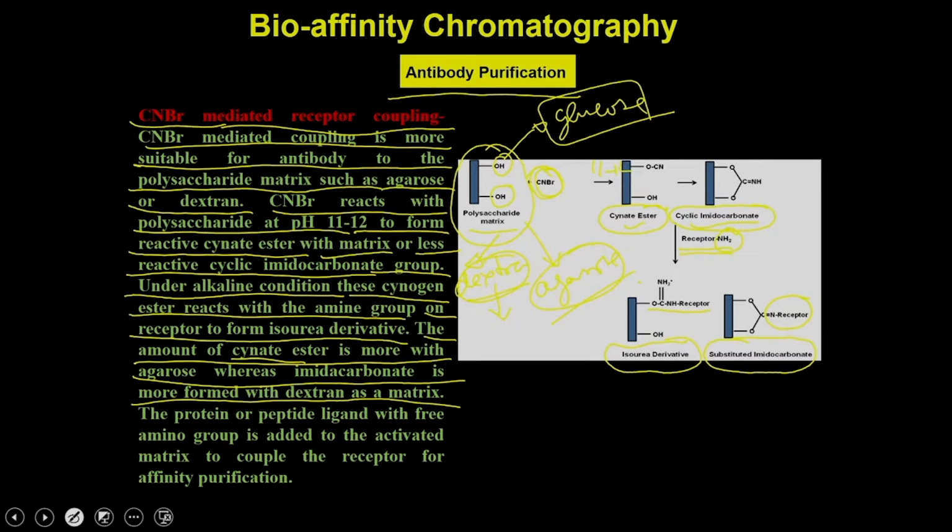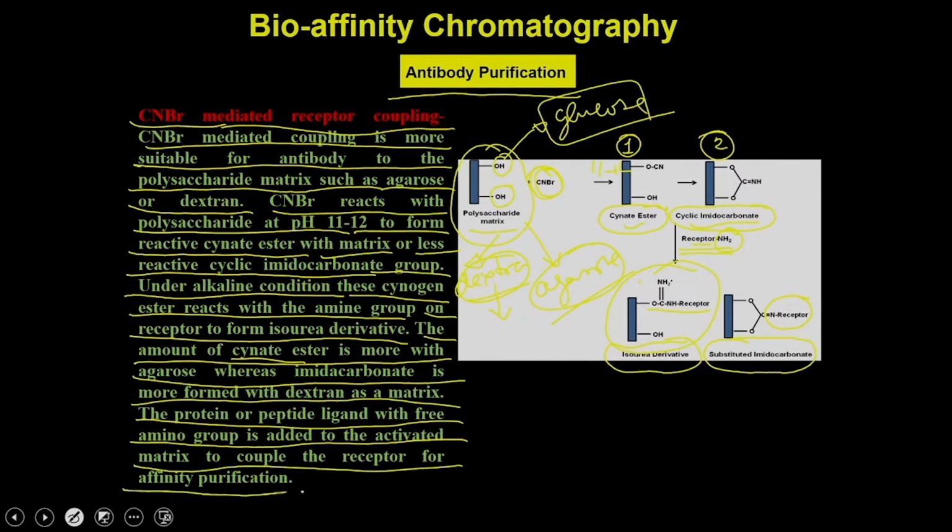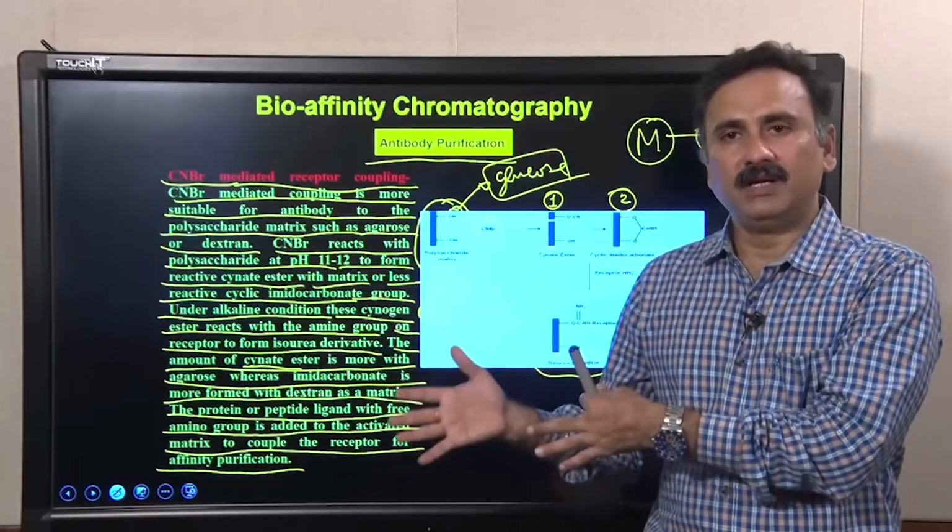more. But irrespective of which intermediate you develop, it is not going to interfere with the coupling reactions, because both intermediates react with the free amino group and ultimately give you the subsequent complex. The protein or peptide ligand with the free amino group is added to the activated matrix to couple to the receptor for affinity purification. So, after this you get the matrix where the antigen of your interest is coupled, and now our affinity column is ready to be used for purification of the antibodies.